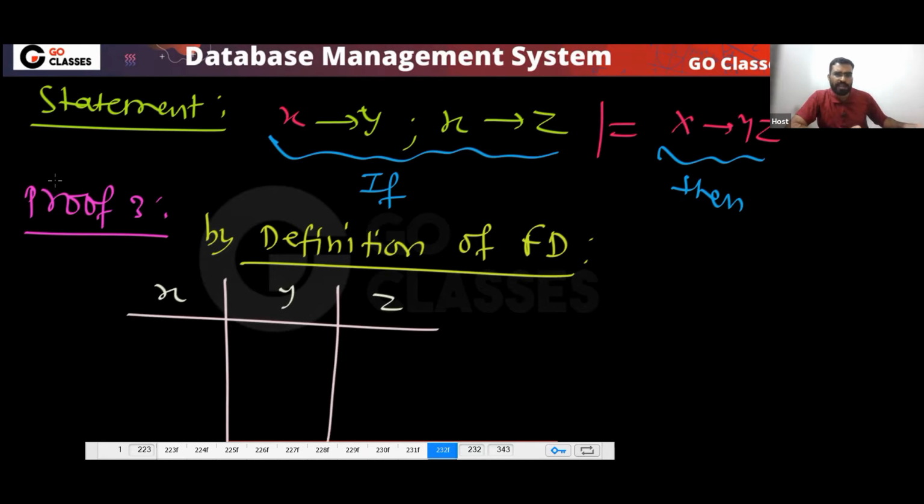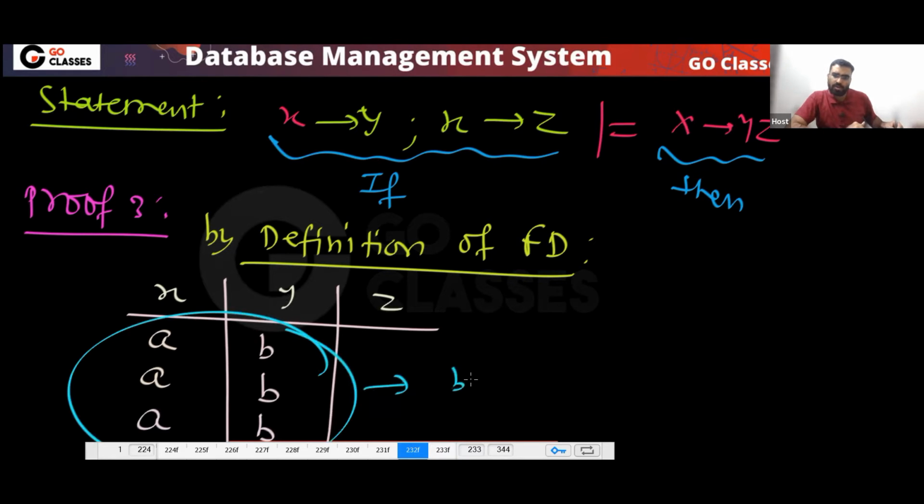It means that if you put a here, and if you put a here, then should I put the same value here? These two values must be same or different? They must be same, right? If I repeat this, this must be same. This is happening because x determines y.